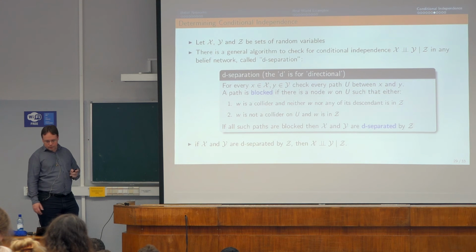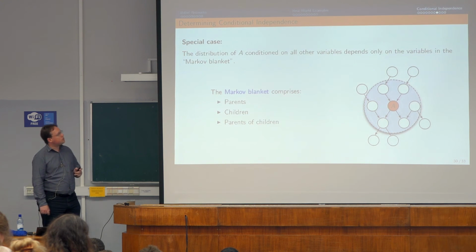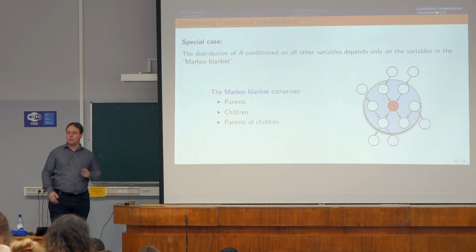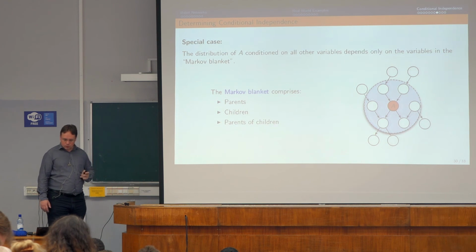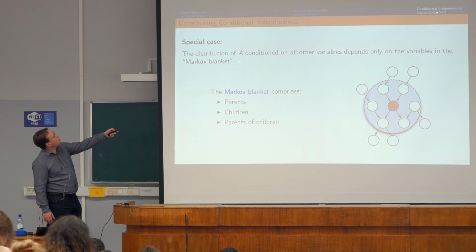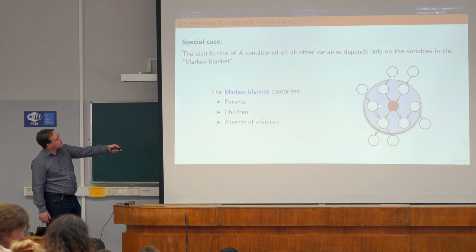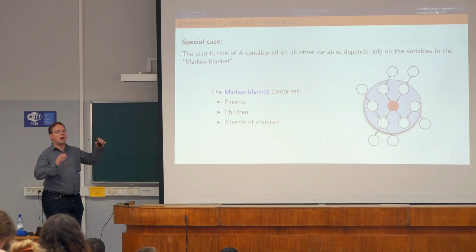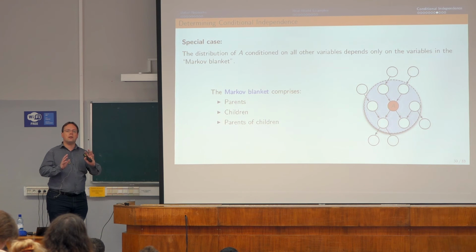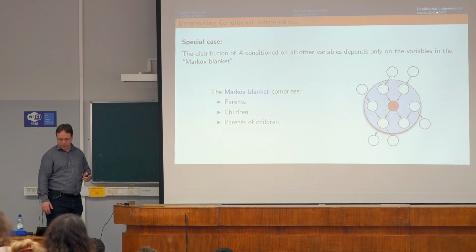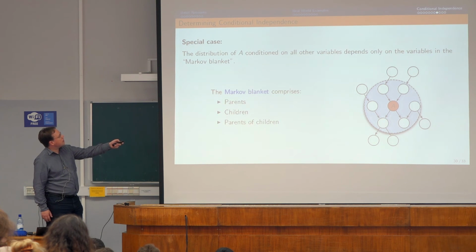So there's other things you can do. One special case that is quite useful is the so-called Markov blanket that you already asked about. So if you're interested in some kind of node, like this node here, or a set of nodes, and you want to know what is the smallest amount of others that you need to condition on such that all the others are irrelevant, then this is the so-called Markov blanket. So the Markov blanket is you need to condition on all parents, on all children, and on all parents of children.